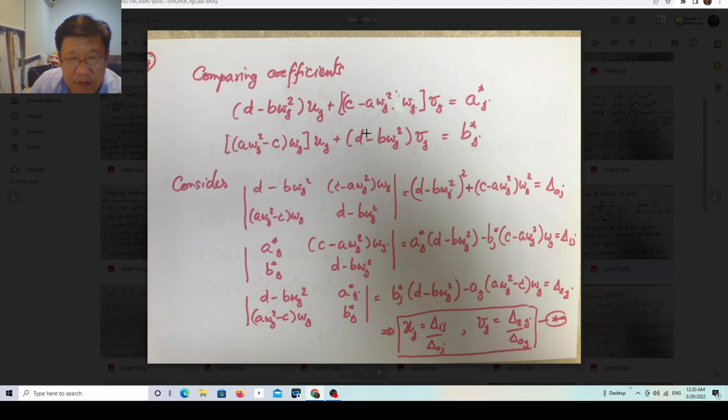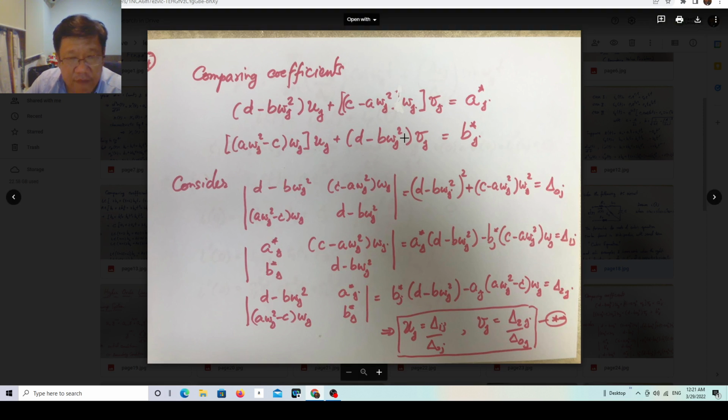And then if you want to find u sub j for each j, you just replace the right hand side vector of a star j and b star j in the first column from the previous determinant matrix that you found for delta 0j. You put this one in the first column and keep the second one the same and find the determinant. Certainly this is already very easy. This one multiplied by this one, and then minus this one multiplied by this one. This one we're going to call delta 1j.